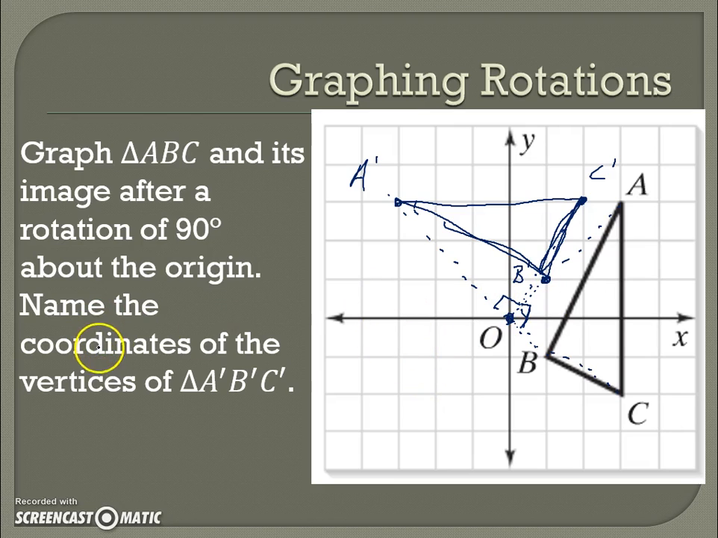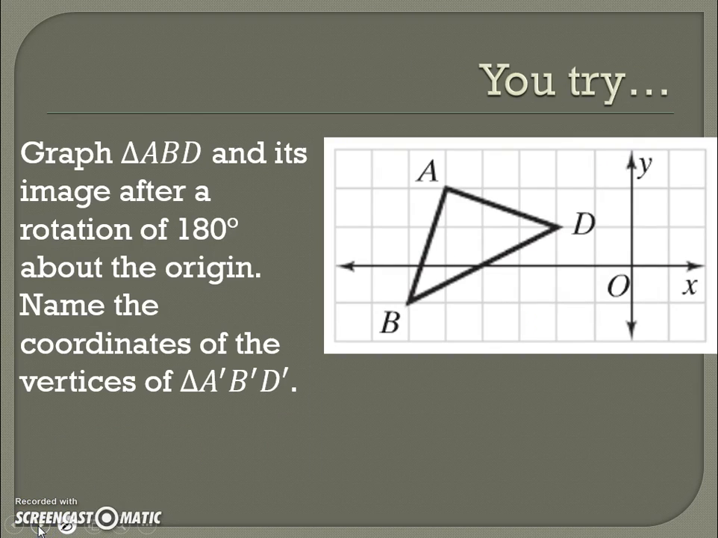So then it says name the coordinates of vertices A prime, B prime, and C prime. So A prime is -3, 3. B prime is 1, 1. And C prime is 2, 3. All right, so there are our different vertices. Let's keep going. Here's one for you to try.